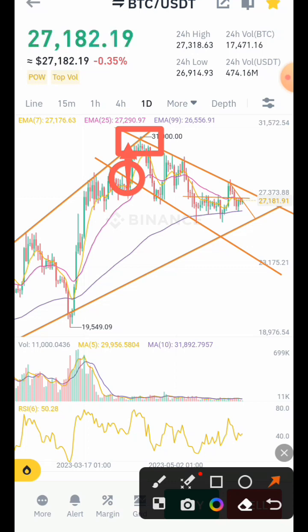After the rejection happened, we also came here. There was also a rejection here. We also came here, and there was also a rejection here. You can say that the market has been swinging within these ranges over here, right?